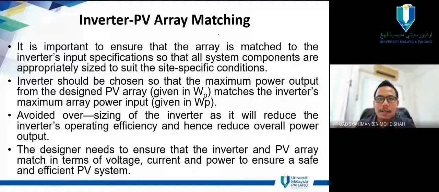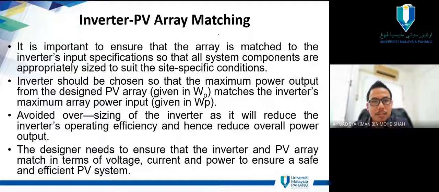Last week we learned about the design criteria based on three things: by space, by energy requirement, and by budget. But this time we are going to do the inverter and PV array matching. There is the inverter, which we call the grid inverter. The grid inverter has its own input voltage, and the PV array also has an output voltage, maximum power point voltage, or open-circuit voltage. So this voltage, we are going to match. We are going to do the matching between these two equipments.